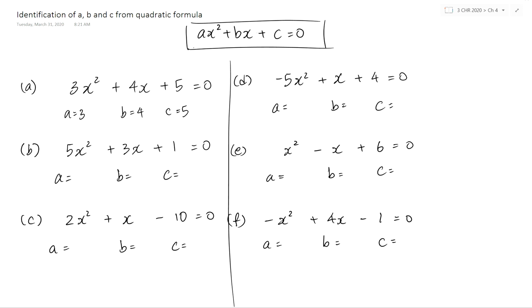Okay, let's try part B. What is the value of A? 5. Good. B. C. A. B. 0 or 1? If it is 0, then there is no x, isn't it? But is there an x? How many x? 1. So it is 1. What about C? Very good. What about this? Minus 5. What about this? Good.